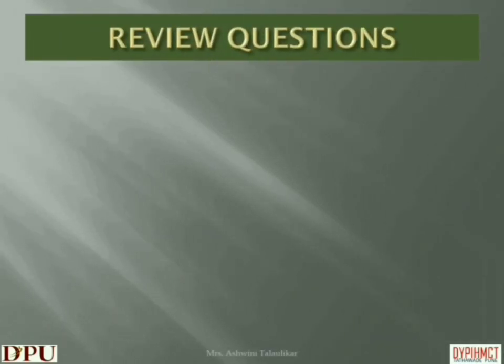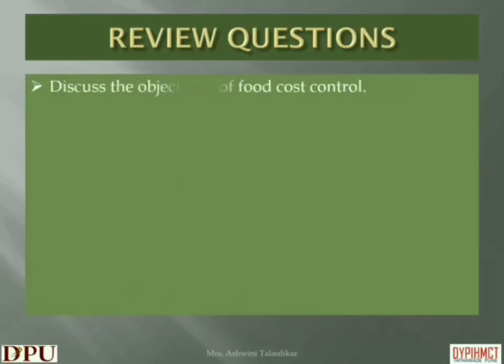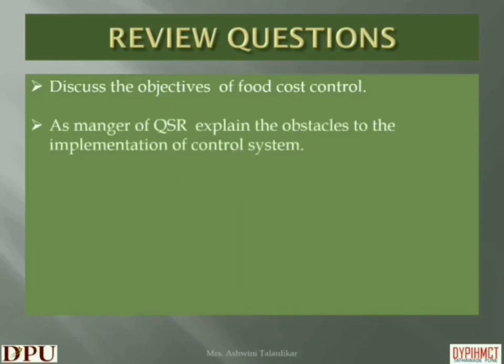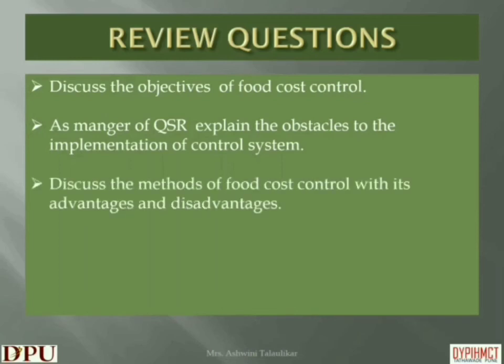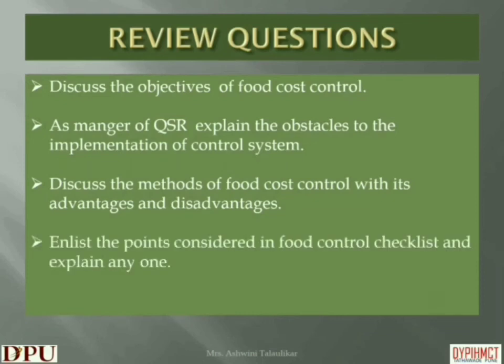Following are the review questions which will cover the contents discussed in the presentation. Discuss the objectives of food cost control. As a manager of a QSR, quick service restaurant, explain the obstacles to the implementation of control system. Discuss the methods of food cost control with its advantages and disadvantages. Enlist the points considered in food control checklist and explain any one. Describe the food control procedure.